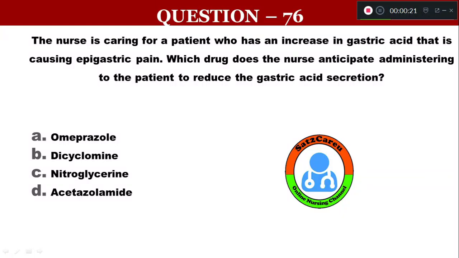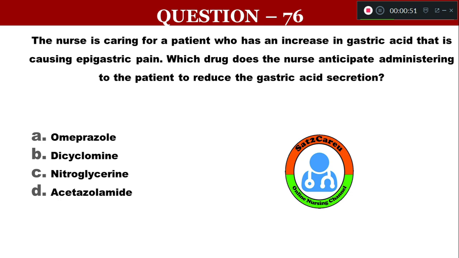Now let's see question number 76. The nurse is caring for a patient who has an increase in gastric acid that is causing epigastric pain. Which drug does the nurse anticipate administering to the patient to reduce the gastric acid secretion? Option A omeprazole, B dicyclomine, option C nitroglycerin, option D acetazolamide.